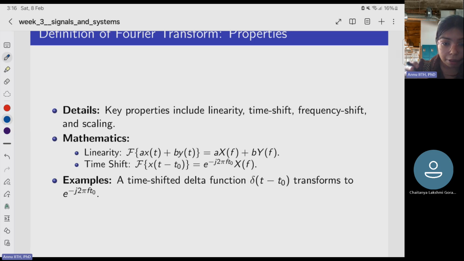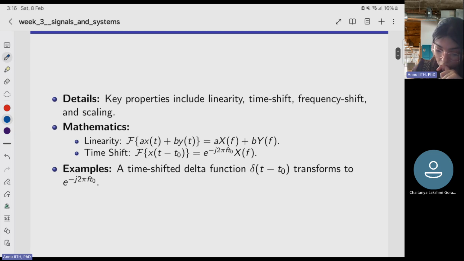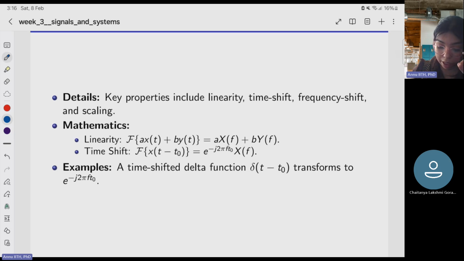You should remember one thing: you should be able to convert it to the other one. Okay, so if I talk about linearity, linearity is nothing but, if we take the Fourier transform of a x(t) plus b y(t), it is equal to a X(f) plus b Y(f). So it is simply the superposition and scaling.